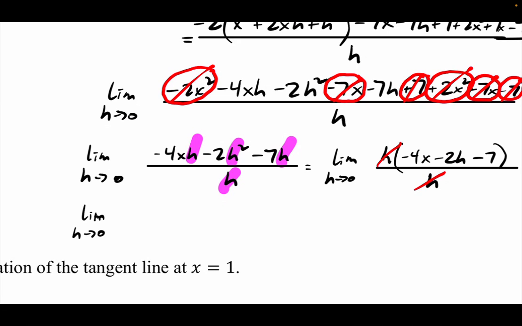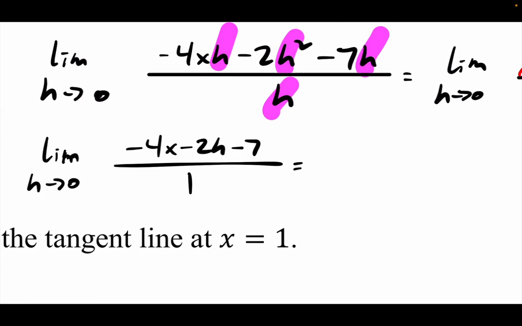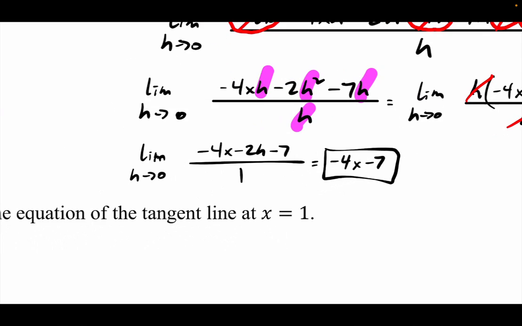H approaches 0. What's left? Negative 4x minus 2h minus 7 over 1, right? I don't even need to write that 1, but I did anyway. Plug in 0. What are we plugging in 0 for? What letter? H. So when I plug in 0 for h, the only place it's going to go is in the middle term. That would cancel it out. So what's left? Negative 4x. You just found the derivative for f of x. That's the derivative.